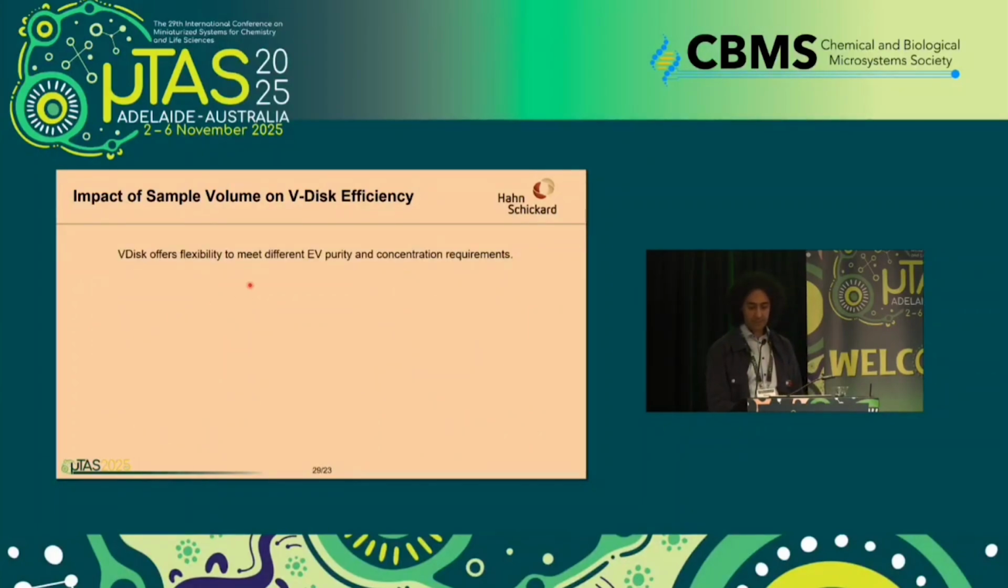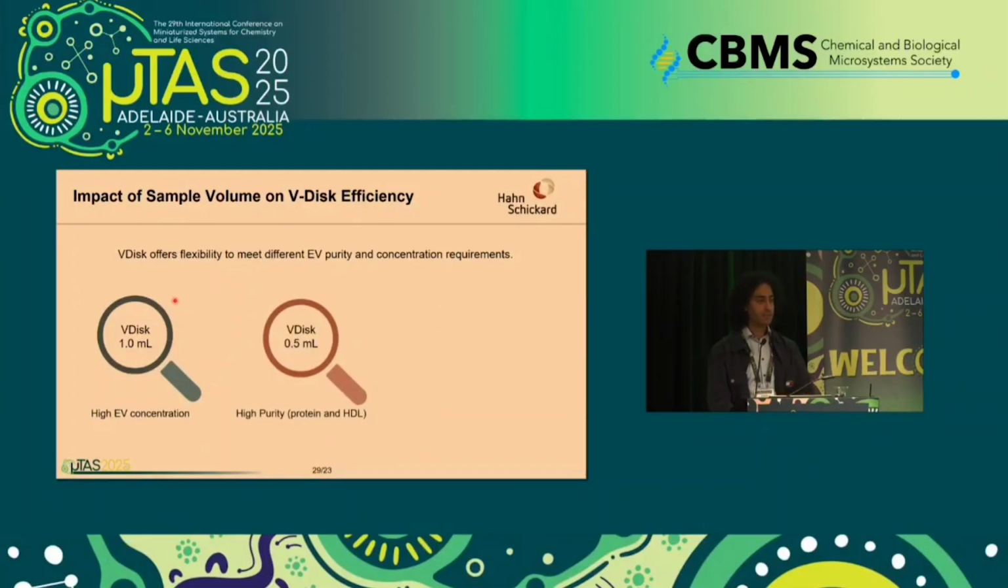So as we saw in the last few slides, VDisk offers a wide range of flexibility to meet different EV purification, purity and concentration requirements. And that already provides us with a big range of options for choosing which volume of the sample to be processed on the disk. So if we are aiming for a high concentration of the EVs, but not caring so much about the purity, of course, the VDisk processing 1 ml of the sample would be the best case. But if you are caring about the contaminants, depending on which contaminant could interfere with our downstream analysis, we can decide for 0.5 or 0.1 ml of plasma sample.